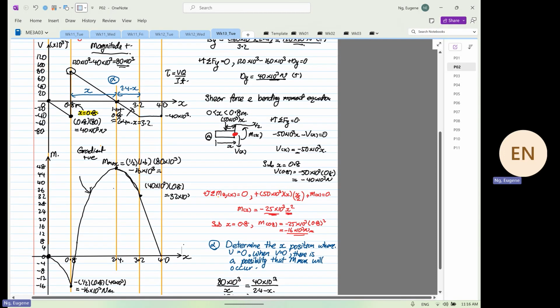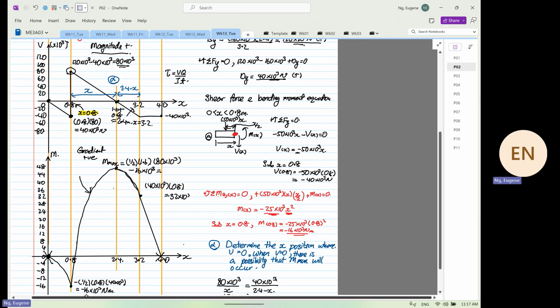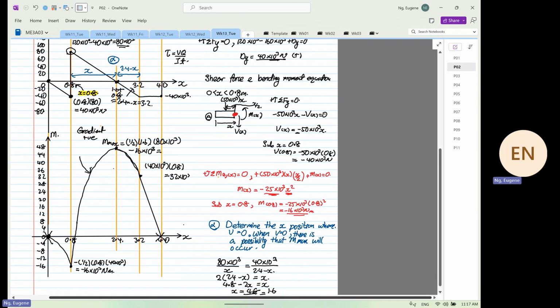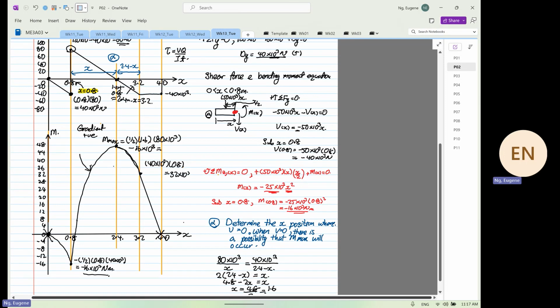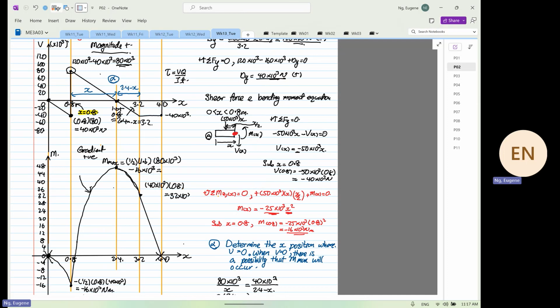the next thing we have to find is we have to select locations. So what points are you going to use? Definitely x is equal to 0. Forget it, there's no stress. 4.0, forget it, nothing to look at. At 0.8, what is happening? Can someone tell me? At 0.8, you have minus 16 times 10 to the power 3, right? And then you have a shear of 80.